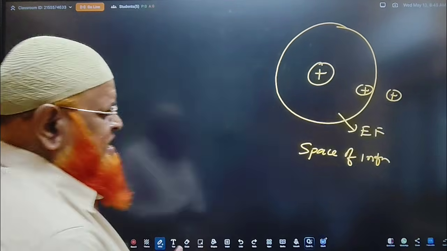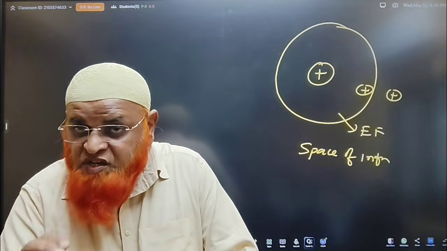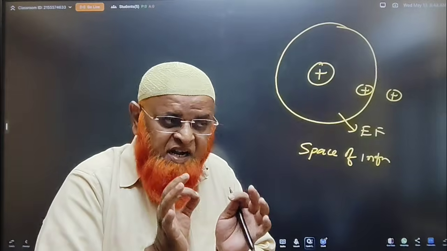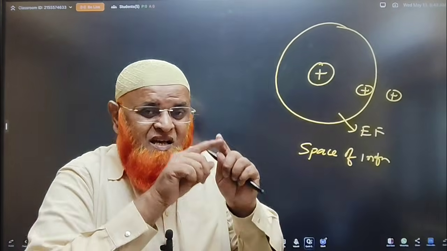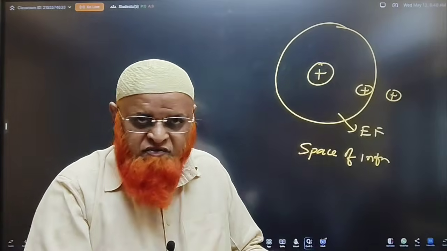So, what is electric field? The space or region surrounding the charge within which its influence can be felt. Electric field means the space or the region surrounding the charge within which its influence can be felt. Beyond that, there is no influence.